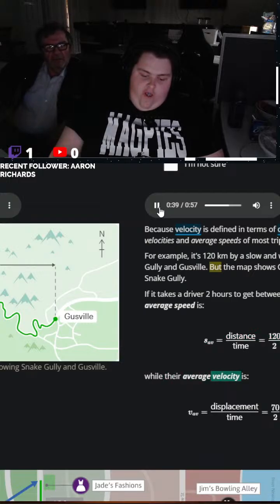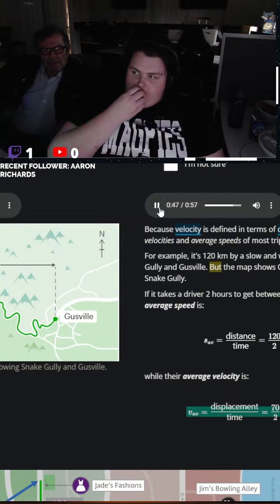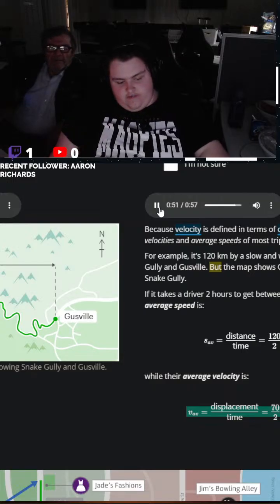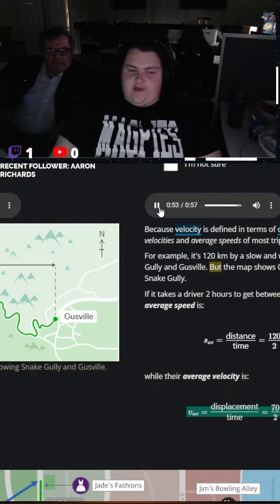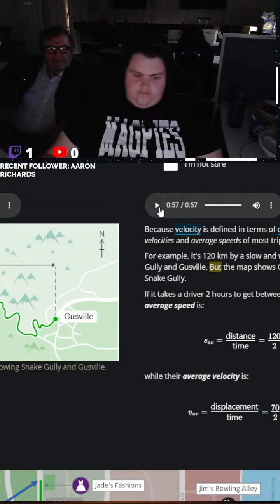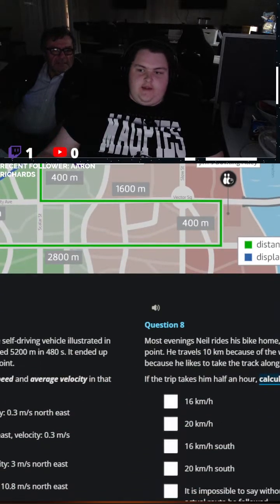While their average velocity is v_av = displacement over time = 70 over 2 = 35 kilometers per hour east. So, yeah, this is easy, as long as we know the difference between distance and displacement.